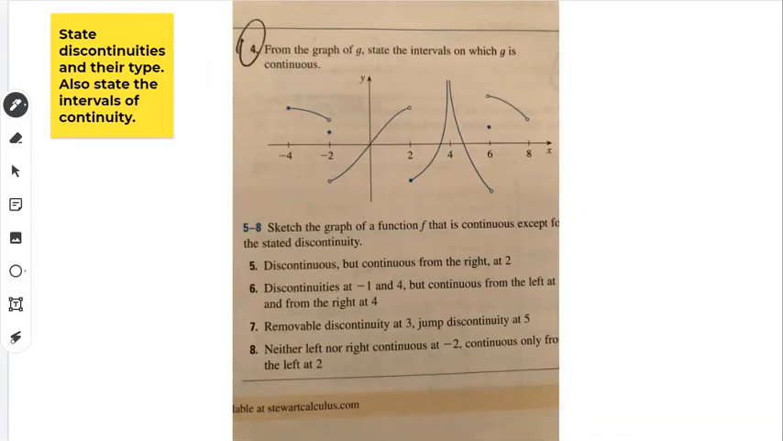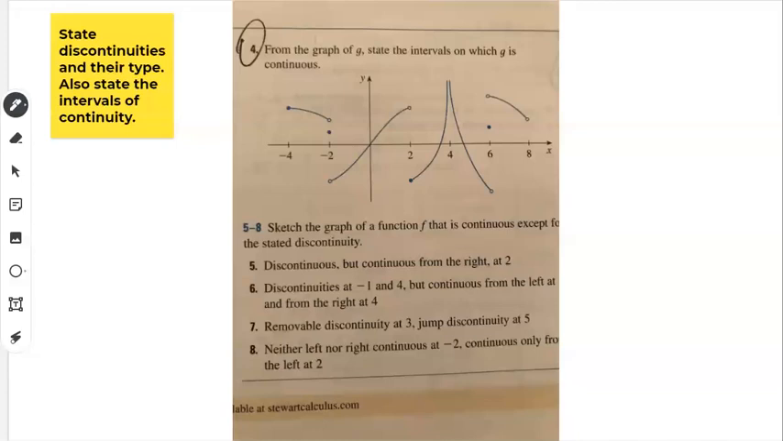Okay. And this last question that we're going to do today, for number 4, this is a graph of g of x. We're going to state the intervals on which g is continuous. So what we want to do is state all the discontinuities that you see, their type, their location, and then at the very end of the question, state all the intervals of continuity. In other words, for what stretches on the x-axis is the function actually continuous? And we're going to answer that question.